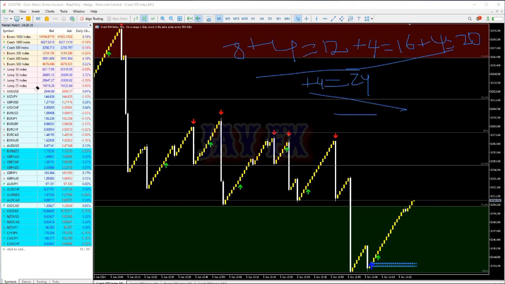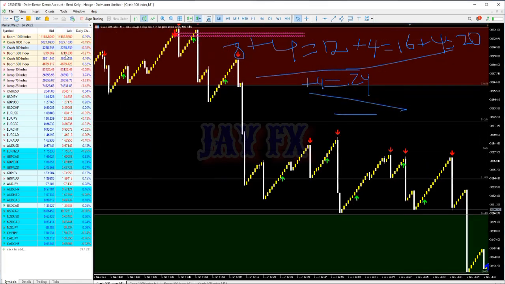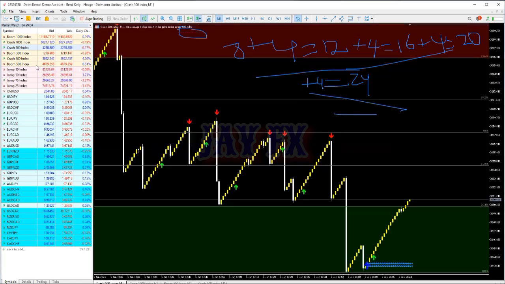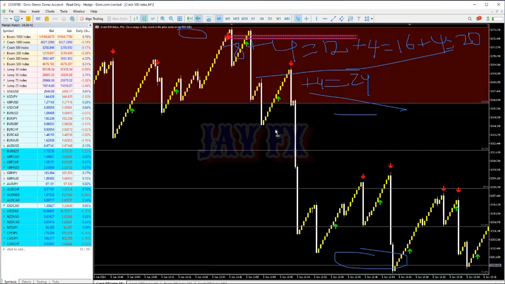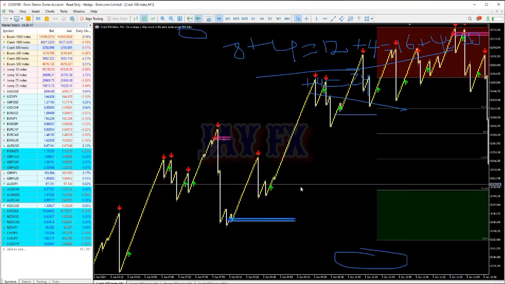So let's check previously what happened to this Crash 1000 and buy. You can see what I said, what I told you. When it sets resistance, obviously, it will end up finishing by setting support down there. That's how the strategy works. So now we're going to check previously what happened, what this market did, what Crash 1000 did in buying.